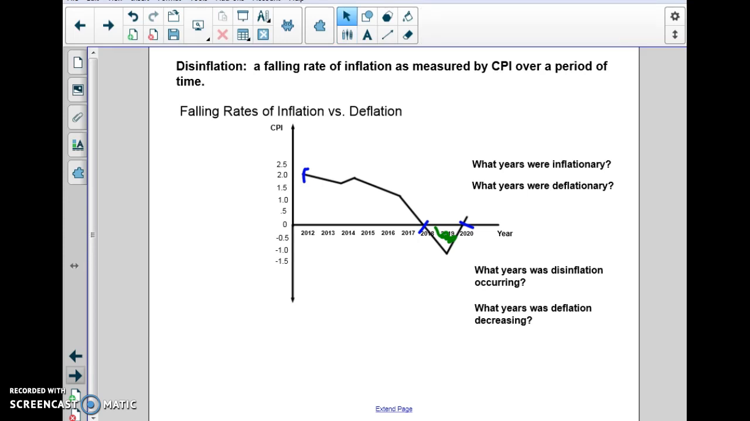What years are deflationary? Well, everything in that triangle there, prices are actually falling. If you go down here, what years was disinflation occurring? Well, we have disinflation here. Prices are rising, they're rising at a lower rate. We have disinflation here. We have disinflation there. And then lastly, what years was deflation decreasing? That's kind of a weird way to put it. But deflation decreasing is when you have prices still falling, but falling at a slower rate.